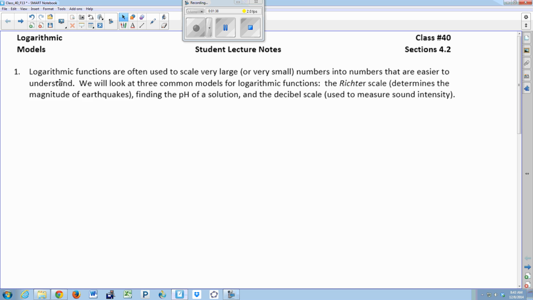Okay. Logarithmic functions are often used to scale very large or very small numbers because they're easier to understand. So we look at 3 common models for logarithmic functions. The Richter scale determines magnitude for earthquakes. The pH scale, to find the pH of a solution.